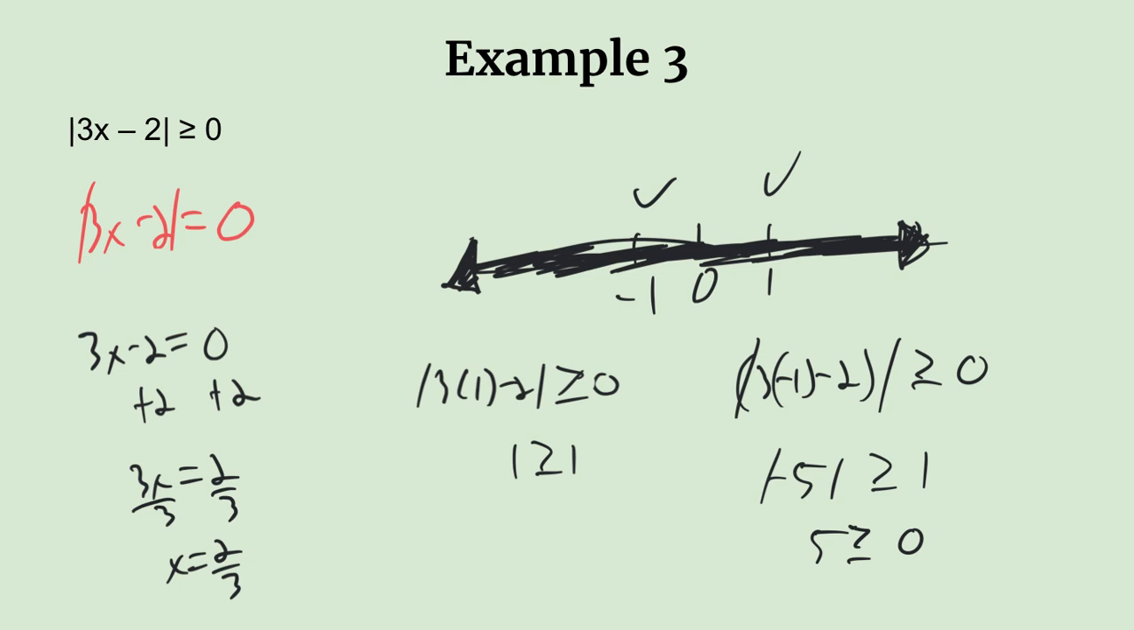Except 0. 0 doesn't work. Well, never mind, it does. I keep forgetting it's absolute values. And it's greater than or equal to, right?